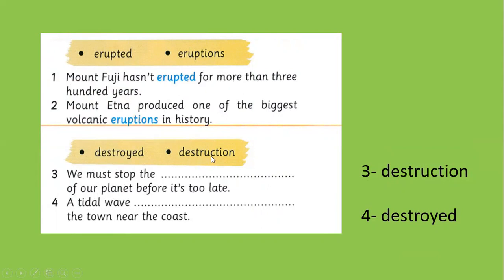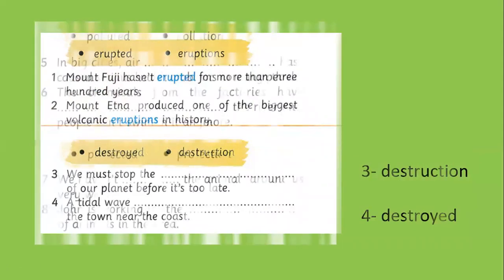Here we have destroyed and destruction. Destroy is the verb and destruction is the noun. We must stop the destruction of our planet before it's too late. We must stop the destruction. So number 3 is destruction. A tidal wave did what? So we need a verb here. Destroyed the town near the coast.